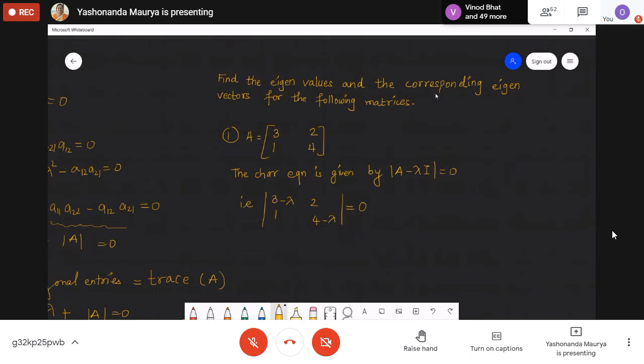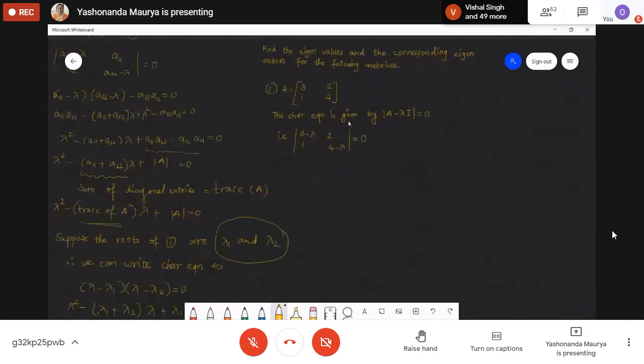Now we don't go for simplifying the determinant. See, we have just now seen the shortcut. What is the shortcut? For this 2 by 2 matrix we have, we can use it here. So, what will be the simplification?